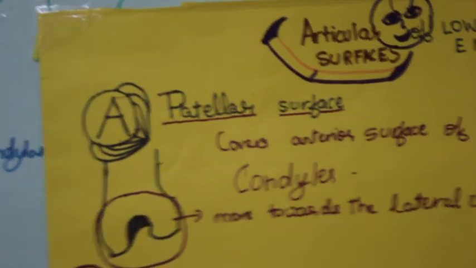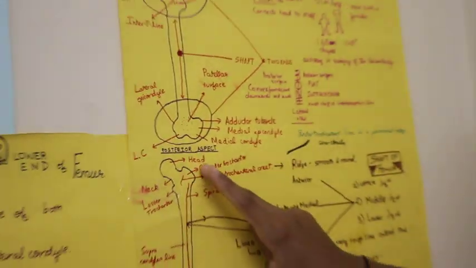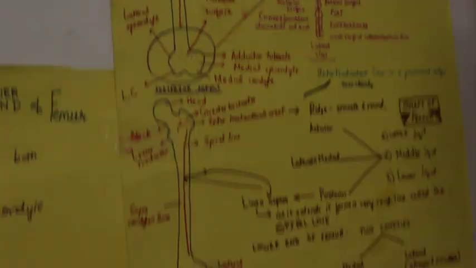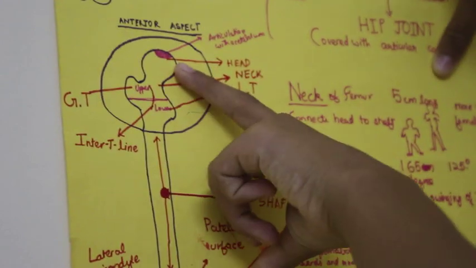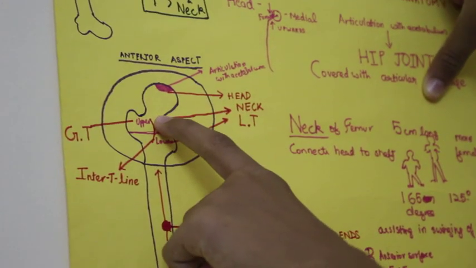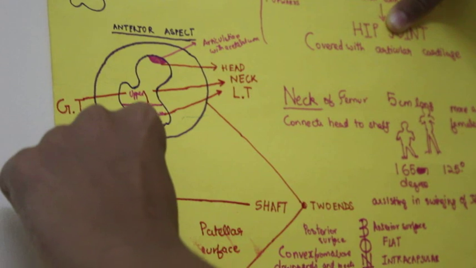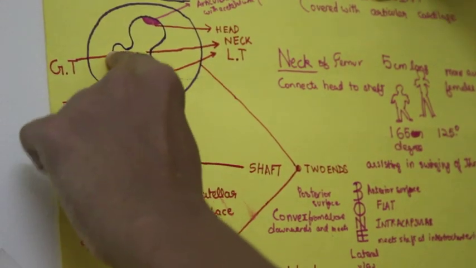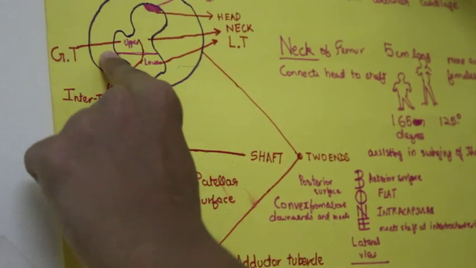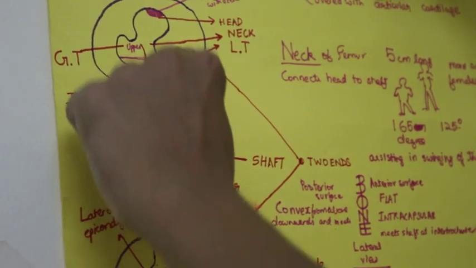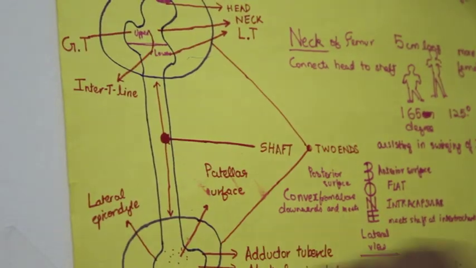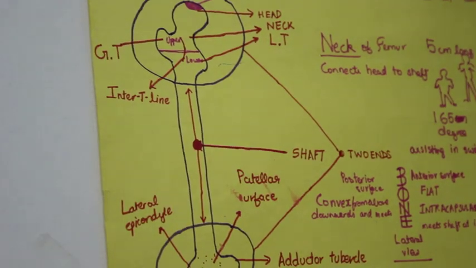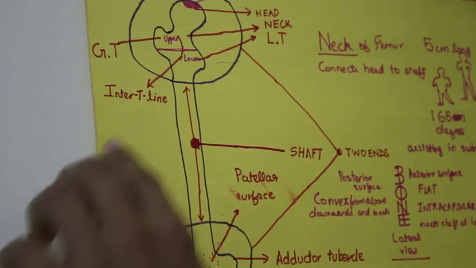Now I shall explain the posterior surface. And now let's again see the anterior surface, anterior aspect. Here is the articulation with the acetabulum, this pink surface. This is the head, this is the neck, this is the upper side of the neck, this is the lower side of the neck. This is the greater trochanter pointing up, which is quadrangular. The lesser trochanter points down, somewhat triangular. Now here is the head, and now we shall see the shaft. The shaft is already explained. Now the inferior area.